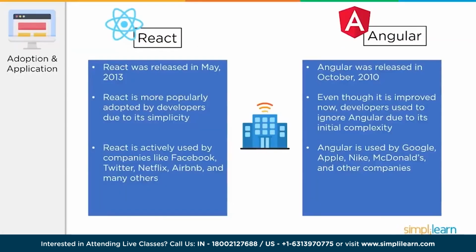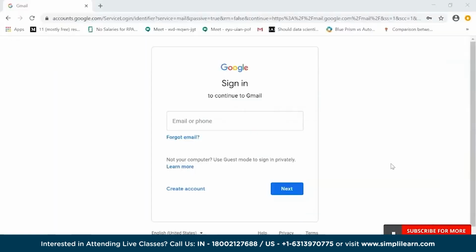When it comes to Angular, it was released in October 2010. Even though it is improved now, developers used to ignore Angular due to its complexity at the time of its release. Angular is used by Google, Apple, Nike, McDonald's, and other companies. Now, Gmail is one of the many popular websites built using Angular. Only the initial loading takes time, but after that, everything is so smooth because it is preloaded onto the web browser.